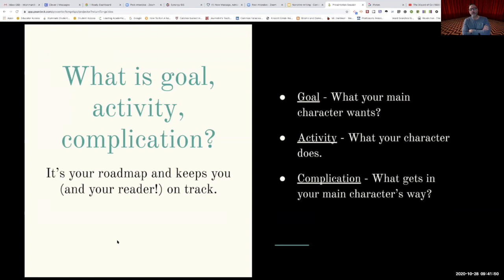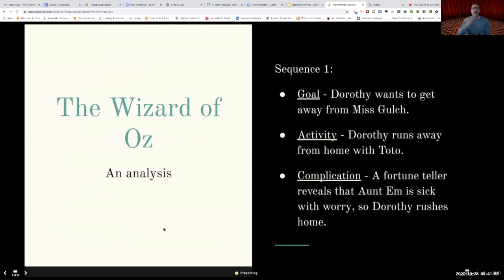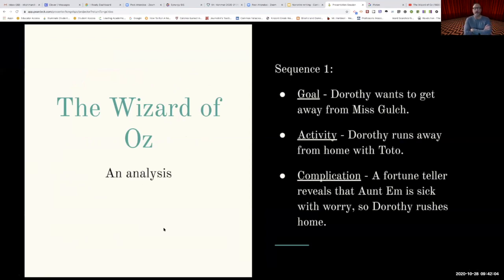So, but it's a goal, it's an activity, it's a complication. So let's break that down a little bit further. Let's talk about The Wizard of Oz for a moment. For those of you who haven't seen it, it's an old movie. I believe it came out in 1939. And this was a movie that I remember watching around this time of year, every year. And the flying monkeys, of course, freak people out. If you haven't seen it, it's a wonderful film. It's a movie classic. But early in this story, this is what's called the first sequence of a movie.